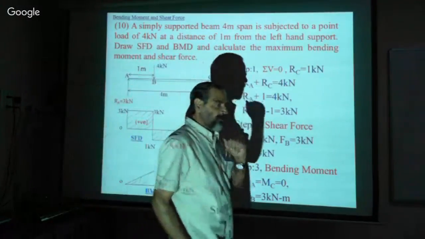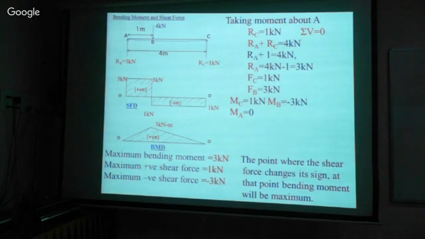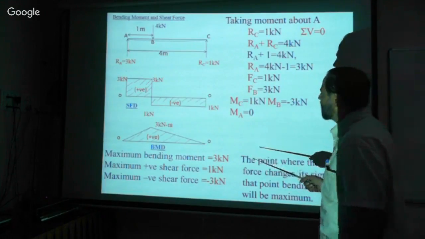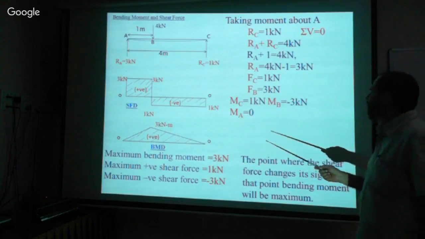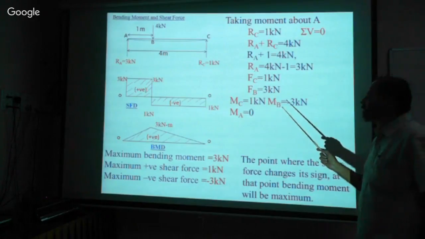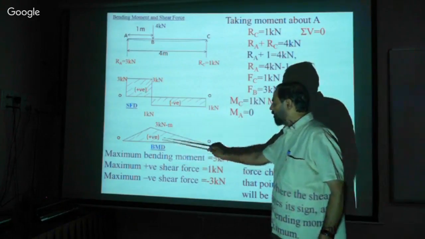So this carries 10 marks normally in the examination. And also we must write the probability that is asked. Mention the maximum bending moment and maximum shear force. It is the maximum positive bending moment.